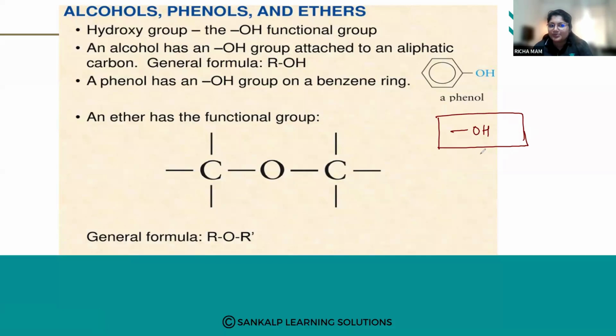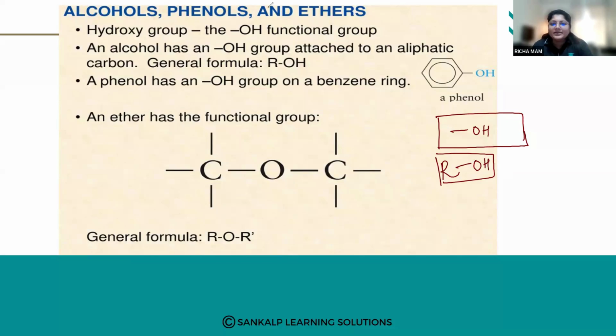So the OH group, that is your hydroxy group, is attached to an aliphatic carbon. When a hydroxy group is attached to an aliphatic carbon, they give rise to the compounds called alcohols. How are they represented? Alcohols are represented as ROH.